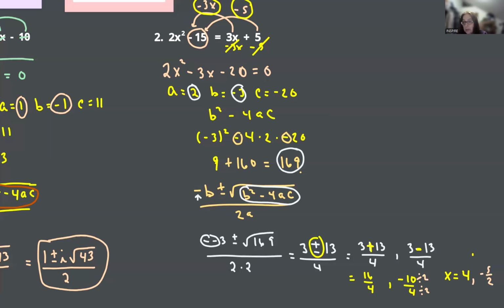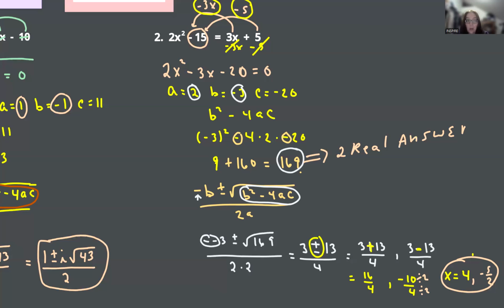So what these answers tell you, if you were to graph this quadratic equation, your parabola would cross the x-axis at 4 and negative 2.5. We learned right here from the discriminant that we have to have two real answers. And that's what we got there. We got two real answers.